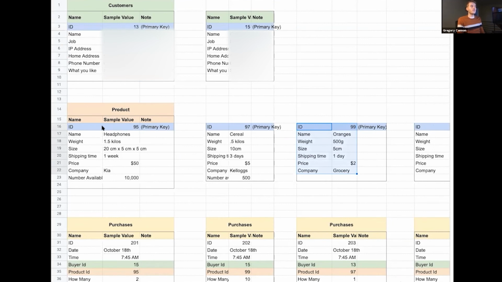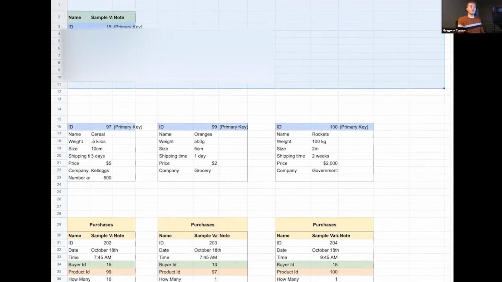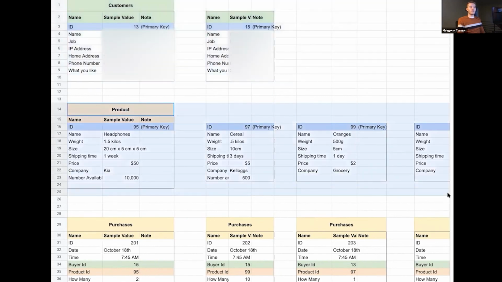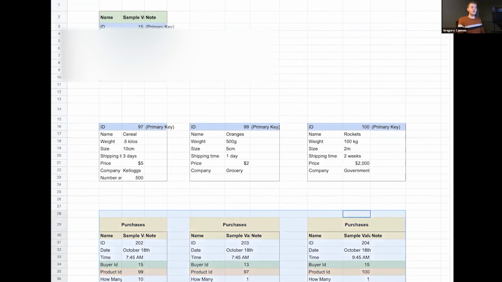This was to show the difference between one piece of data, which is one of these boxes, and the whole database, which would be this whole row. The orange one is the products, the green one is the customers, and the yellow one is the purchases, which brings these two together. One of these purchases is buyer ID 15, which means that's me. I bought product ID 95, which is headphones, and it has all of this information. There is a list of all the other purchases, and they each have a buyer ID and a product ID.